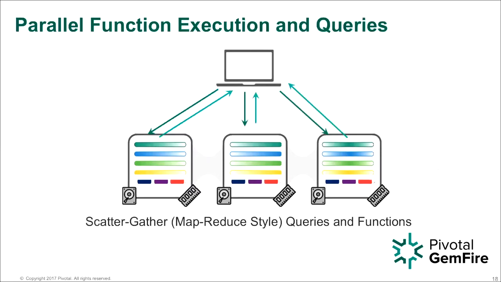GemFire also provides parallel function execution, which is a scatter, gather, or map reduce-like execution to provide massively parallel processing. Long-running functions and queries can stream results back to the client for truly interactive and real-time user interfaces. A request gets sent to all the nodes in the system for execution on the data that is local to them. And this is the way that all OQL queries in GemFire work as well.